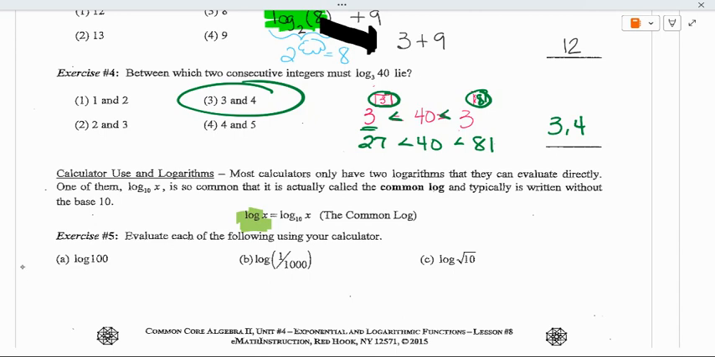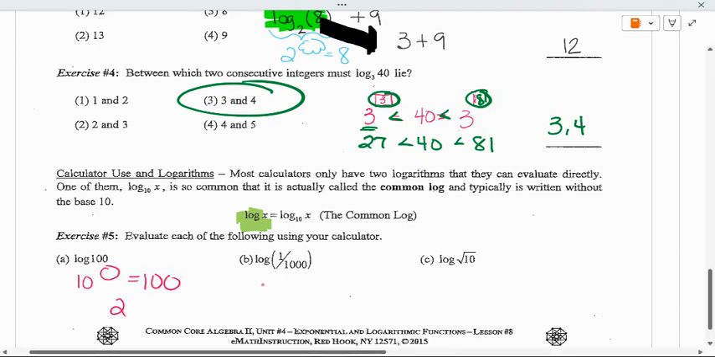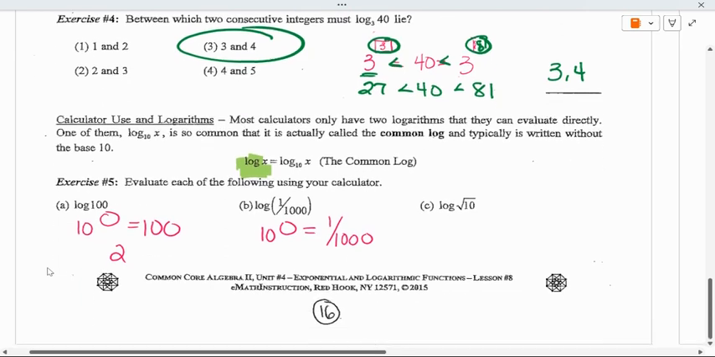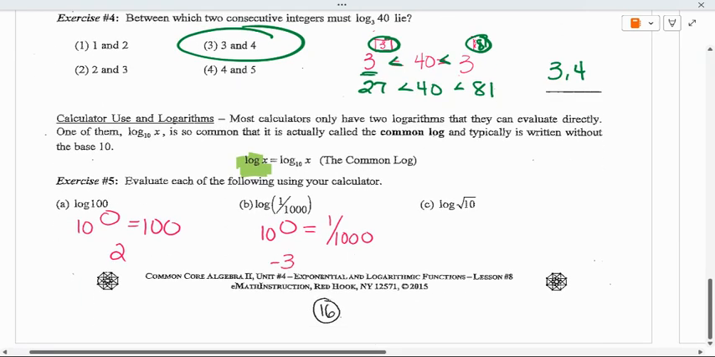So let's just do these really quick. This is saying 10 to what power equals 100? 2. This is saying 10 to what power equals 1 over 1,000? -3. Max, you're good at this. This is saying 10 to what power equals the square root of 10?